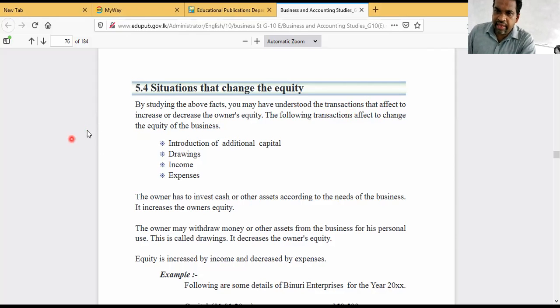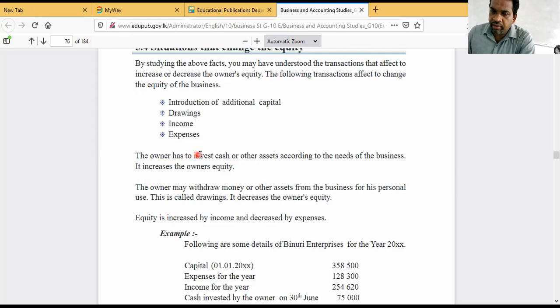Likewise, by studying the above facts, you may have understood the transactions that affect to increase or decrease owner's equity. Owner's equity means capital. The following transactions affect to change the equity of the business. Number one, introduction of additional capital, drawings, income, and expenses. The owner has to invest cash or other assets according to the needs of the business. It increases the owner's equity.